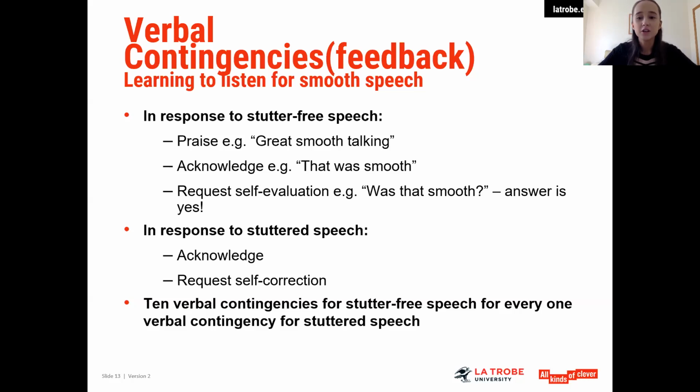If you commence the Lidcombe program, you should start with the verbal contingencies for stutter-free speech, as the focus should be on providing feedback for stutter-free speech. We want to make sure that the experience is positive for the child, as Sunny mentioned, and if they are not enjoying it or they become disheartened by negative feedback, then they may not benefit as much.